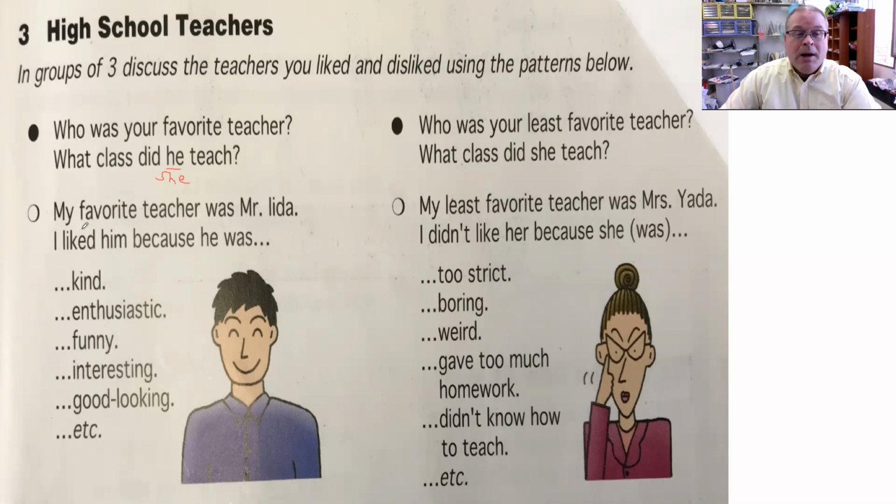Good. Kotai wa, my favorite teacher was Mr. or Ms. Dochi de moi. Okay. What class did he teach? Dozo. Good. Okay. So he taught Japanese, he taught English, he taught science. Okay. So let's answer these.